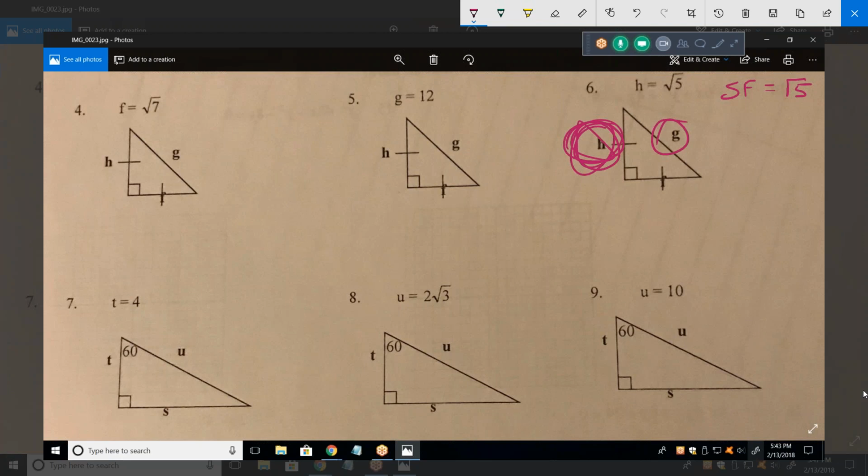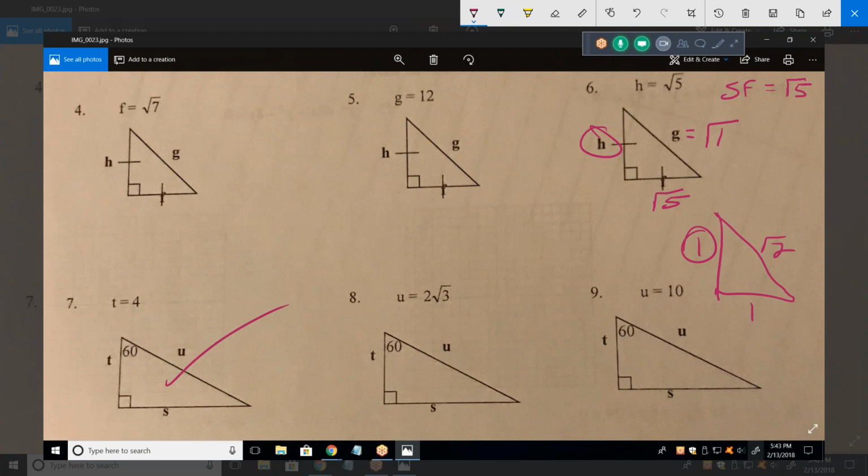It may seem unnecessary to talk about this scale factor in this situation, but you're going to see that it becomes more and more vital, especially when we start talking about these 30-60 triangles, because there are not so many ones in them. But trust me, your first step you want to always do in these is get your scale factor. So if I put the unit one on there, it's 1, 1, root 2, so you're going to divide h by 1. That's the scale factor. So it's just root 5. Now, what's f? Root 5 also. Now what's g? Root 5 times root 2, which equals root 10. Okay, you got it.